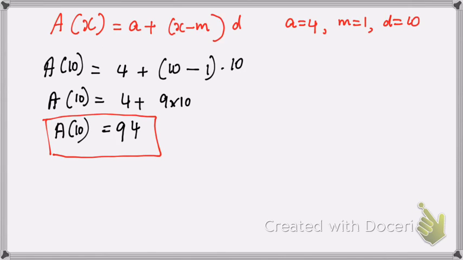Okay. So similarly, you can find the 100th term. All right. So I'm not doing the a of 100, but you get the idea. So we already found a of 5 and a of 10. And similarly, you can find a of 100 as well. Okay. Thank you.